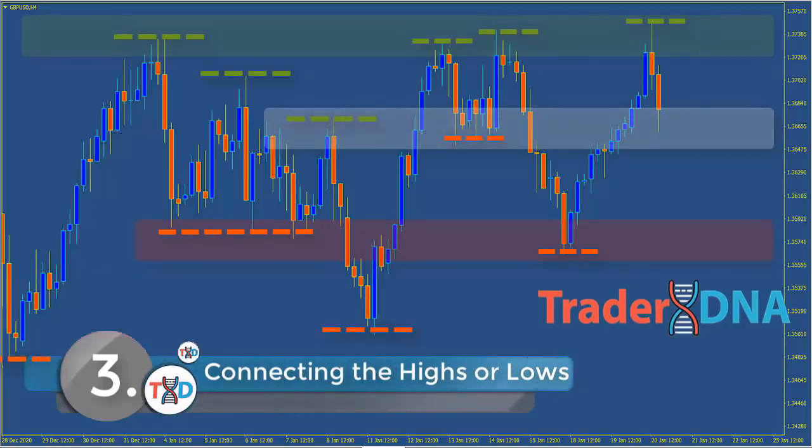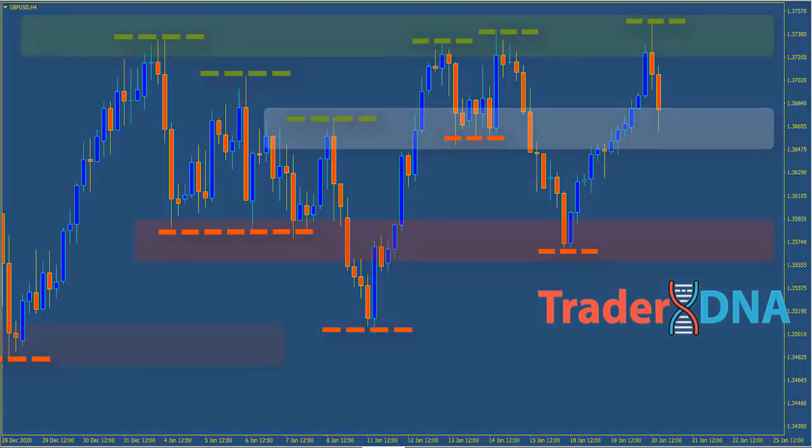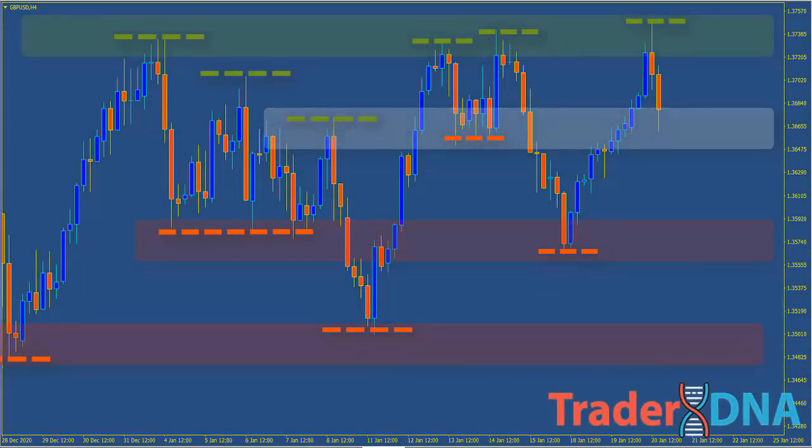Whenever you feel you can connect two highs or lows, add a horizontal rectangle. Once you have completed this process, you can be confident that the rectangles represent clear support and resistance zones.